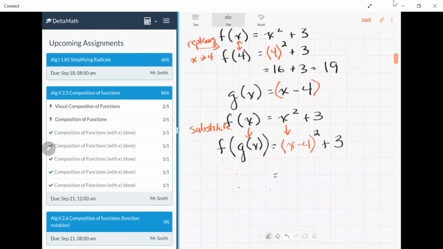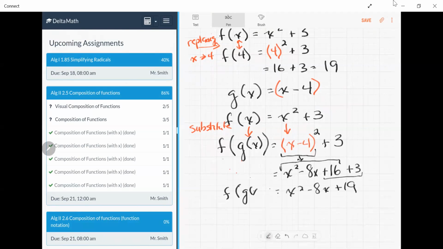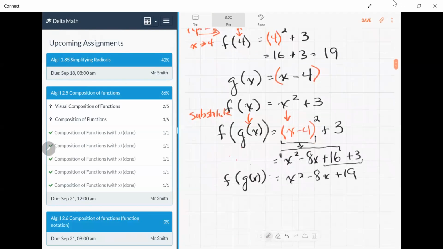Now, I can do this in my head just because I've done thousands of math problems, but you can use your Mathway calculator for it. This is going to be equal to x squared minus 8x plus 16. Then we have plus 3 on the end, so we have x squared minus 8x, and then I add these two together, and I get plus 19. That's what f of g of x is equal to.